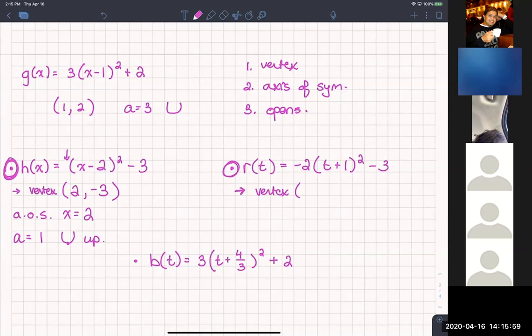So remember, this is a, and h has to be subtracted.